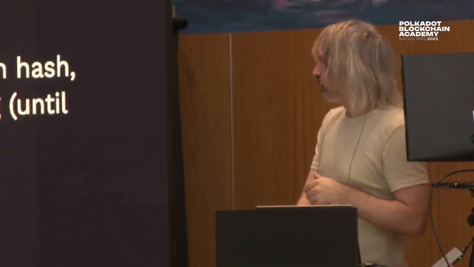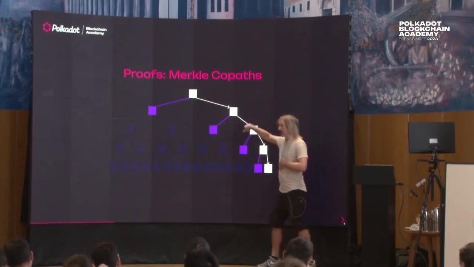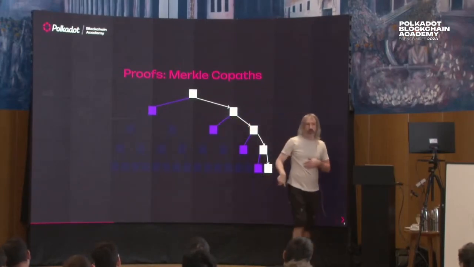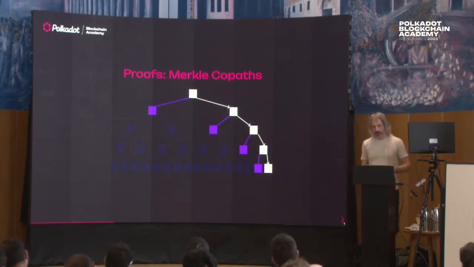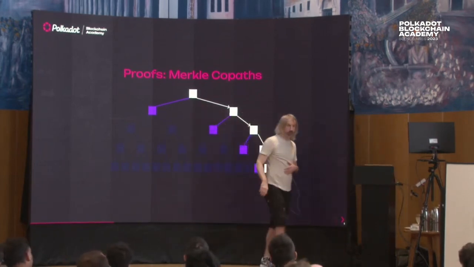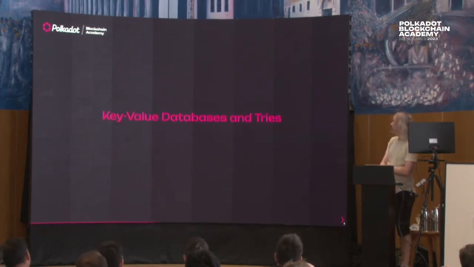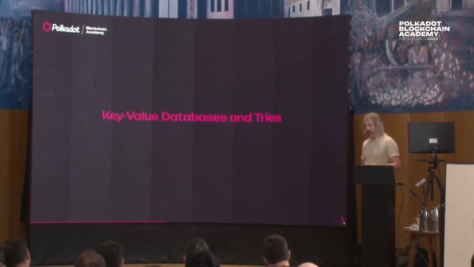There we go. And as it turns out, if you update a leaf, you need the same amount. So if this changes, then you need the same amount of hashes to demonstrate what the new root is. Okay, so that's a Merkle tree.